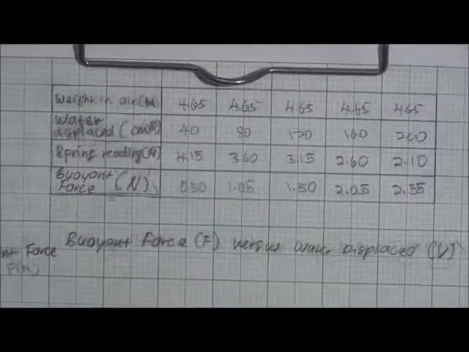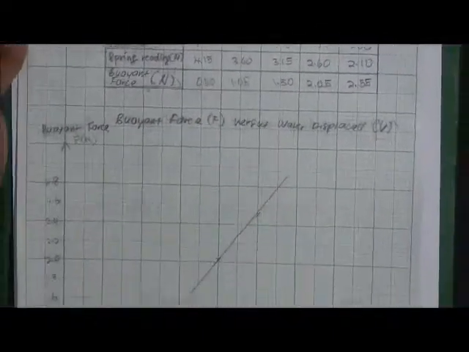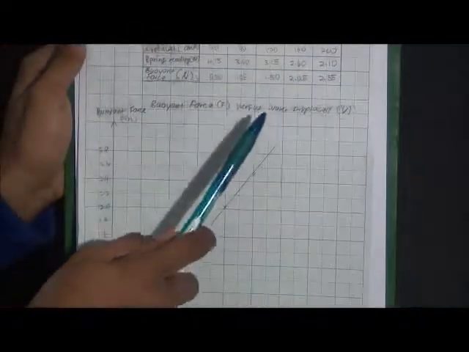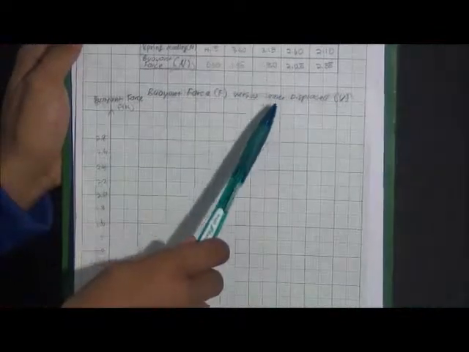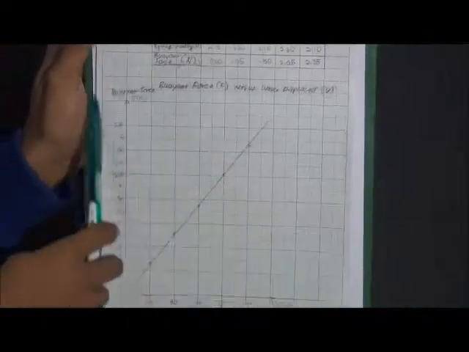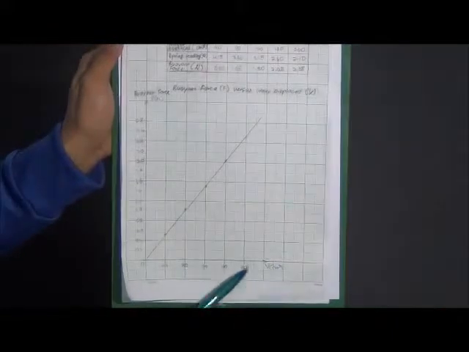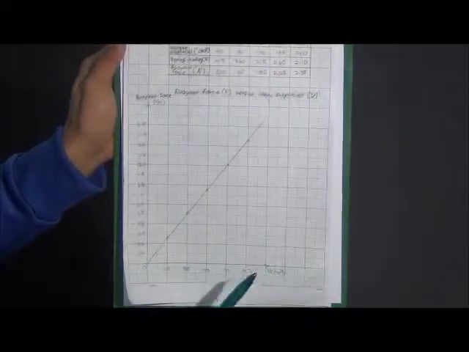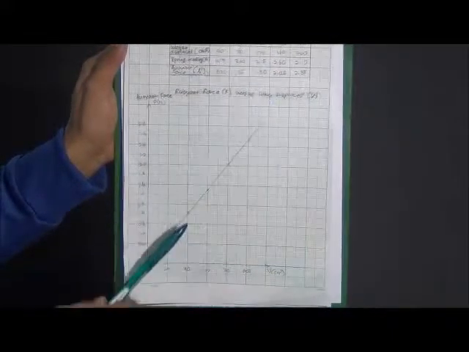From this data we can plot a graph, buoyant force against water displaced. The y-axis is buoyant force and the x-axis is volume of the water displaced. So here we got the graph.